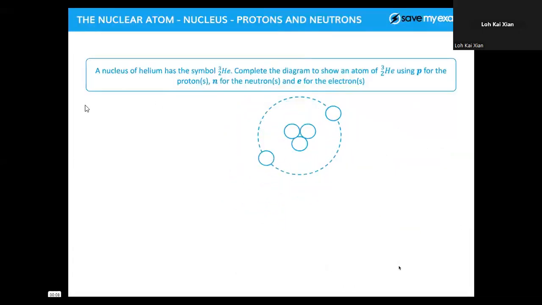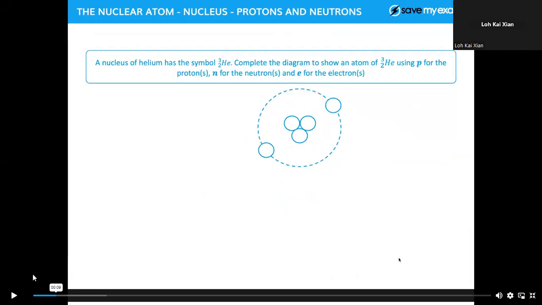Here's a question for us to look at. So let's start by reading through the text in the question and then answering the question. A nucleus of helium has the symbol He, 3 over 2. Complete the diagram to show an atom of helium using P for protons, N for neutrons, and E for electrons. And we haven't been given any clues because it could be one proton or many, one neutron or many, and one electron or many.